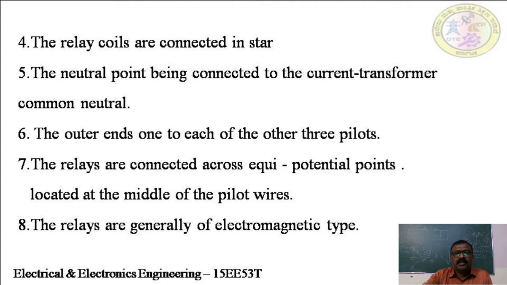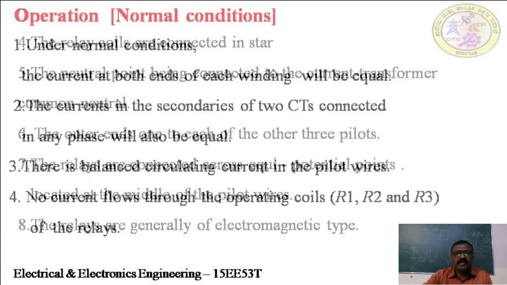The relays are connected across equipotential points. Equipotential means common potential points, where the potential of the line will be the same, so we call them equipotential points. It is always at the center of the pilot wire, so it is located at the middle of the pilot wires. Again, the relays we generally use are of the electromagnetic type.